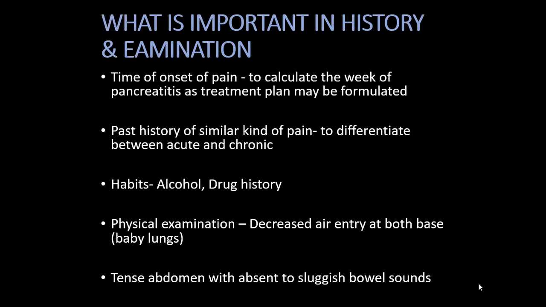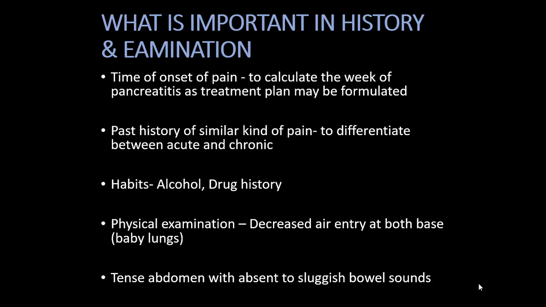So what is important in history and examination? The time of onset of pain is important to calculate the week of pancreatitis, as the treatment plan may be formulated accordingly. One should also ask for a past history of similar pain to differentiate between acute pancreatitis, chronic pancreatitis, or recurrent pancreatitis. And one should also ask for alcohol history and drug history, if the patient is taking any medication, to rule out the etiology of pancreatitis.